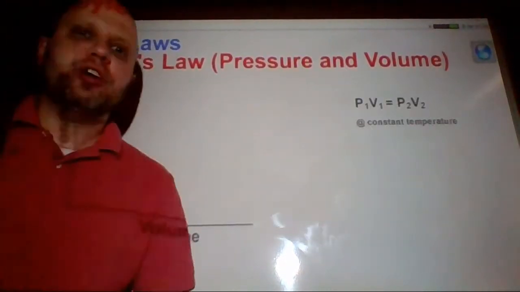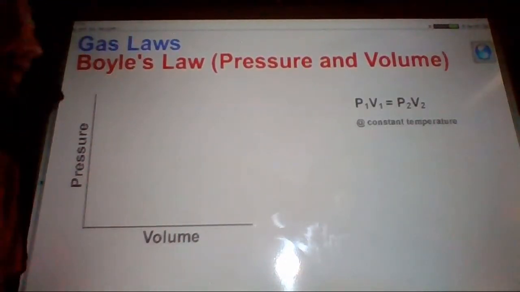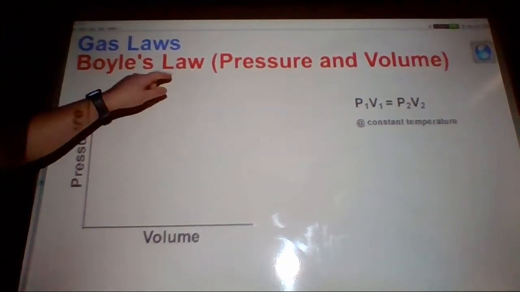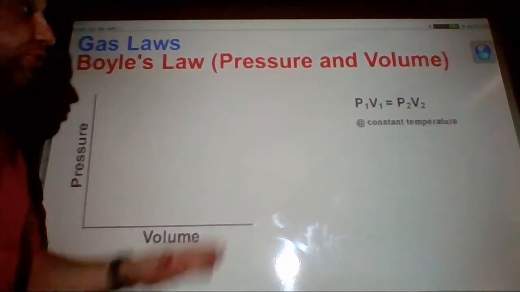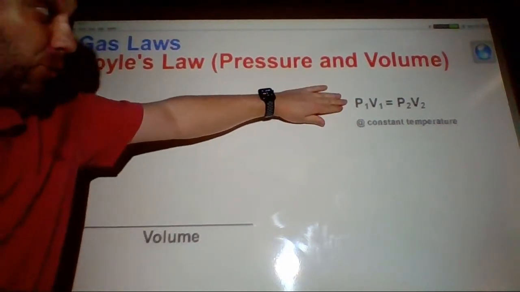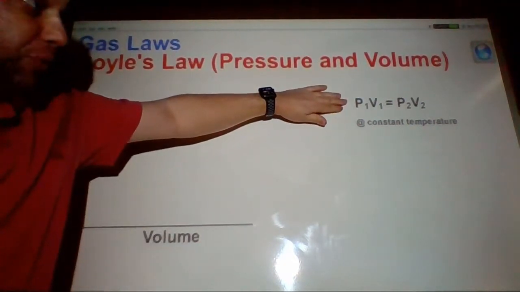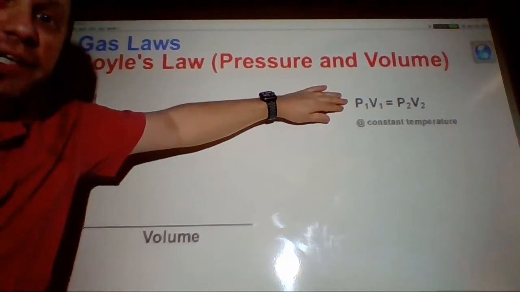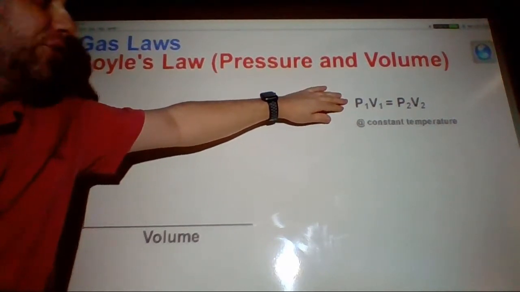Okay, I'm back with our first gas law that we're going to talk about today, which is called Boyle's Law. Boyle's Law looks at the relationship between pressure and volume. Here's the equation for Boyle's Law. P1V1 equals P2V2. It looks like one of the equations that we just saw on the previous page.